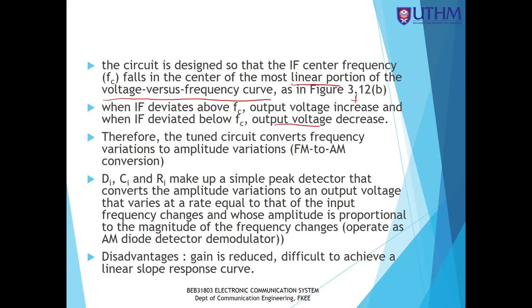Therefore, the tuned circuit converts frequency variation to amplitude variation. Dia menukar perubahan frequency kepada perubahan amplitude. And you see that it has some disadvantages. Gain is reduced, and it is difficult to achieve a linear slope response. So these are among the disadvantages of the slope detector.